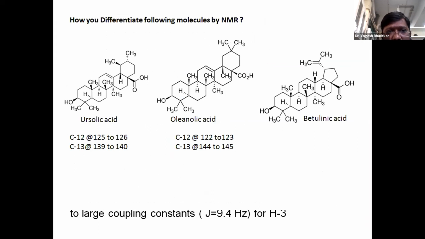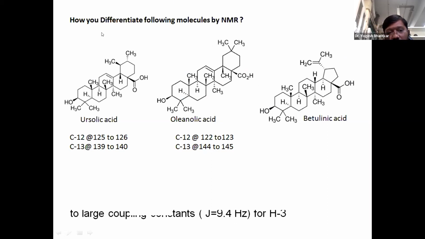Other important signals we also get from NMR. This is the question: how will you differentiate the following molecules by NMR? These are three triterpene molecules: ursolic acid, oleanolic acid, and betulinic acid. All three molecules have the same mass. From mass, we cannot differentiate these three molecules.